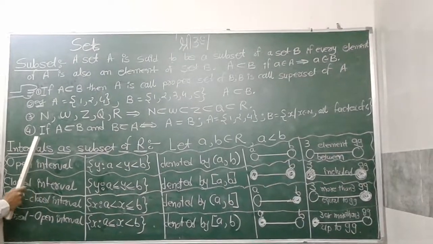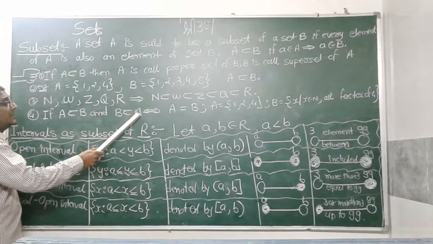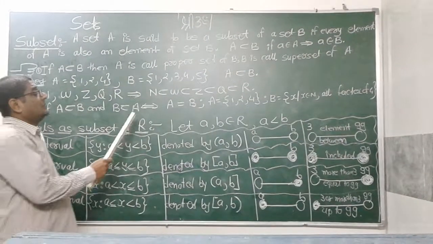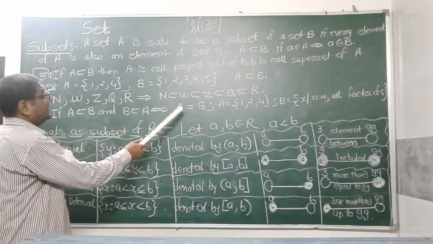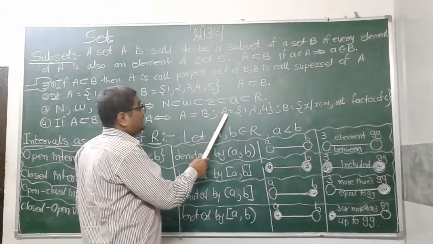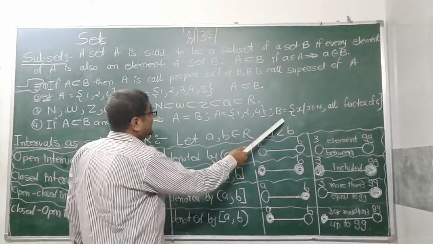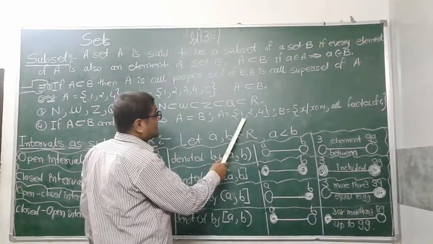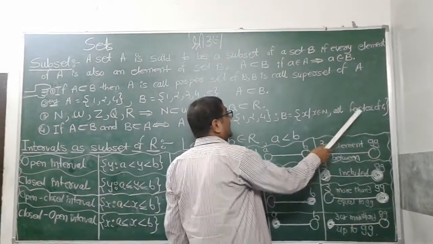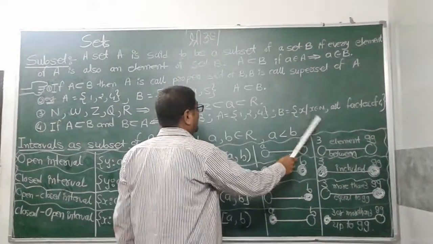Now when A is a subset of B and B is a subset of A, both sides implying, meaning we shift from left to right and right to left, that is known as A is equal to B. Here we are taking A is equal to {1, 2, 4}. This is known as the listing method, and in the property method this is x such that x belongs to N, all factors of 4. So all factors of 4: 1 times 4 is 4, 2 times 2 is 4.